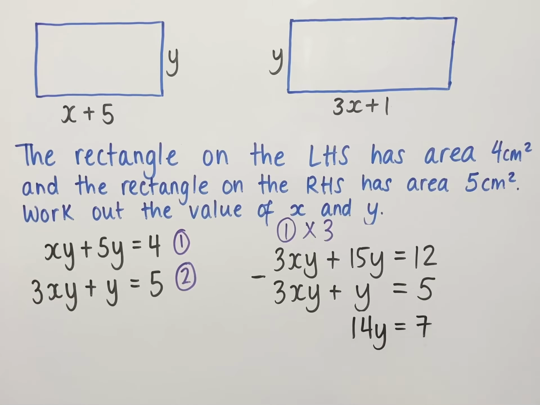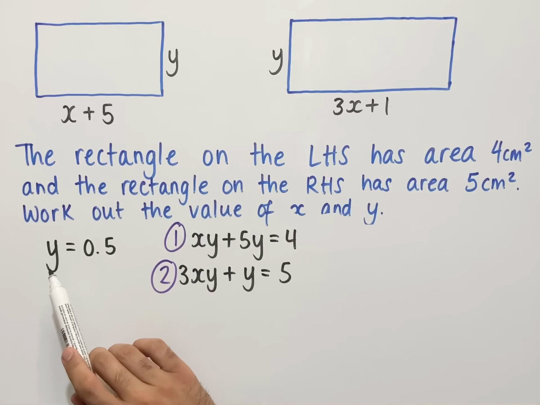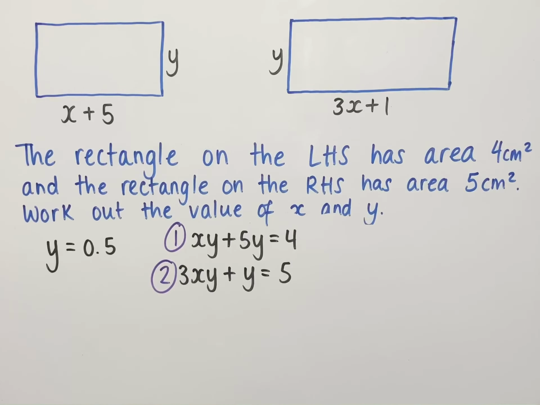So finally, to get y on its own, we divide both sides by 14 and we get y equals a half. Or we can write this as a decimal in the following way. So y equals 0.5. So to work out what x is, we just need to substitute our value of y into one of these equations and then solve for x.